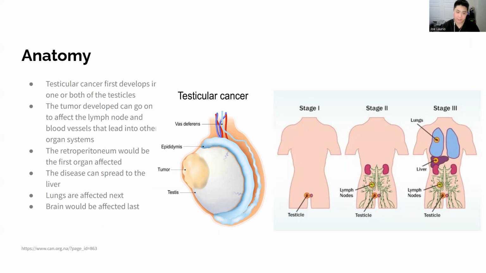Like I said, the first thing that's going to get affected is the retroperitoneum, and then the disease can spread onto the liver. The next would be the lungs, and then the brain would be affected last. And this all travels through the lymph nodes.